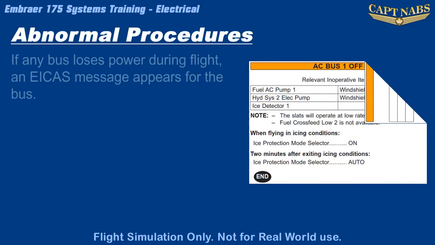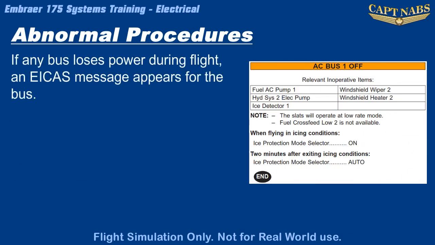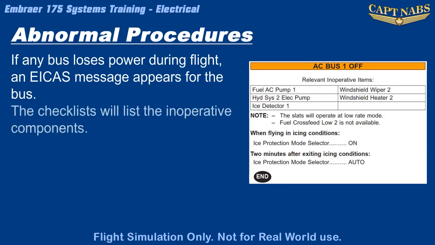If any of the buses go offline during flight, the appropriate bus off ICAS message will appear. The checklist for each bus is unique and will alert the crews to further steps to take to isolate the bus and protect the remaining systems, as well as alerting the crew as to what systems will become unavailable. Any single bus failure may reduce aircraft functionality, but should allow sufficient remaining systems to safely complete a flight.